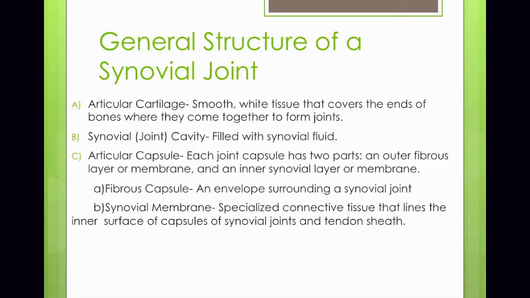General structures of a synovial joint. An articular cartilage is smooth white tissue that covers the ends of bones where they come together to form joints. Synovial joint cavities are filled with synovial fluid. An articular capsule, where each joint capsule has two parts, an outer fibrous layer or membrane and an inner synovial layer or membrane. A fibrous capsule is an envelope surrounding a synovial joint. And finally, a synovial membrane, which is specialized connective tissue that lines the inner surface of capsules of synovial joints and tendon sheaths.